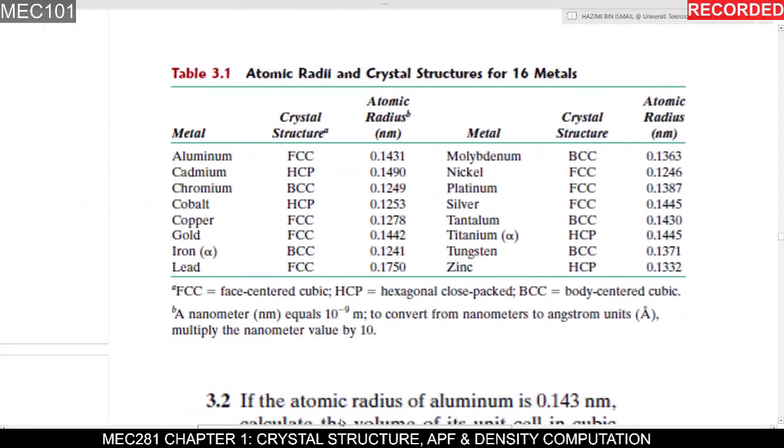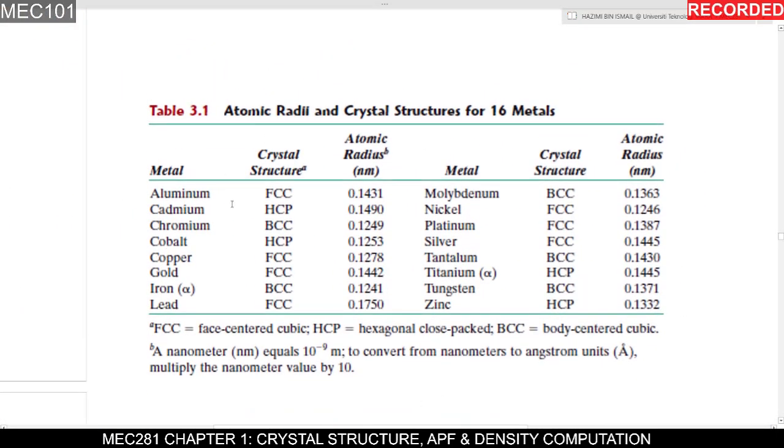Okay, this one I obtained from the material science textbook, your textbook. If you do not have that textbook, you can Google it to get the list of the metals and their crystal structure and also their atomic radius.